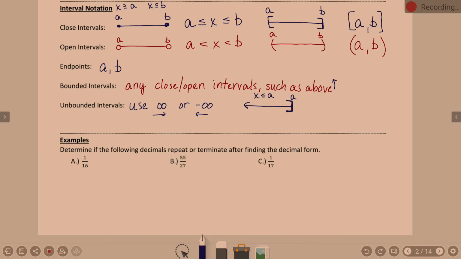So the idea here is, it starts at negative infinity. Where does my shading end? At point A. Now, A is going to have a bracket on it because it was a closed endpoint. Infinities always use parentheses, no matter what. Okay?